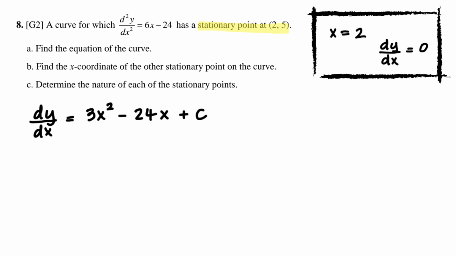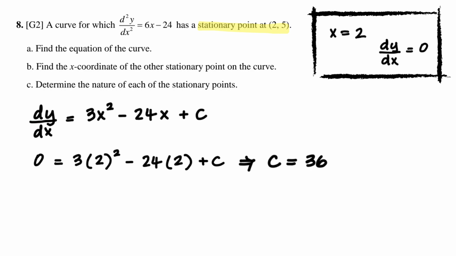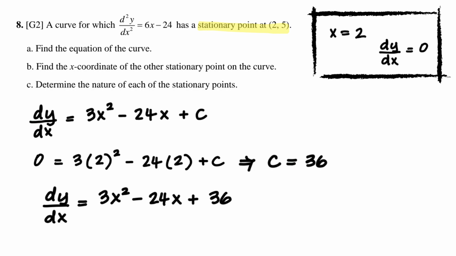dy over dx equals 3x squared minus 24x plus c. 0 equals 3 times 2 squared, minus 24 times 2, plus c. Solving for c, we get c equals 36. So, our gradient function, or first derivative, is dy over dx equals 3x squared minus 24x plus 36.